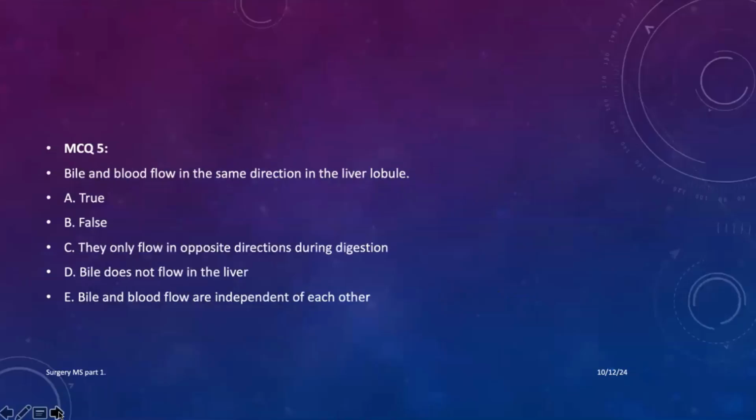Right, the fifth one. Bile and blood flow in the same direction in the liver lobule. Yes, the answer is false because it flows in the opposite direction. Right, so the answer is B.